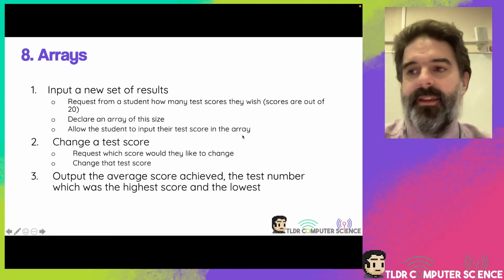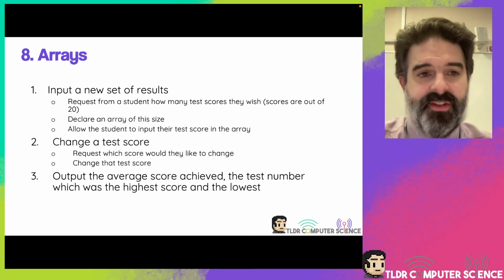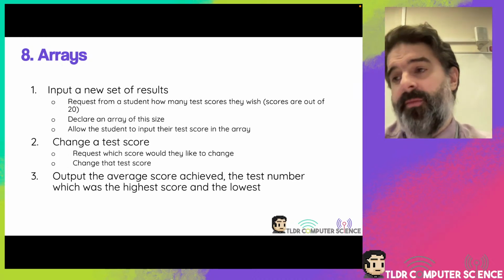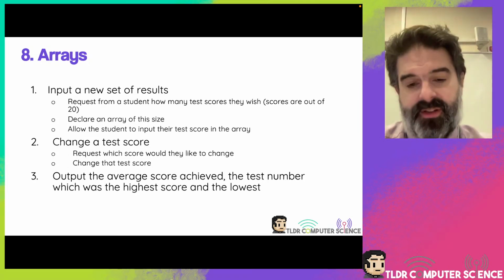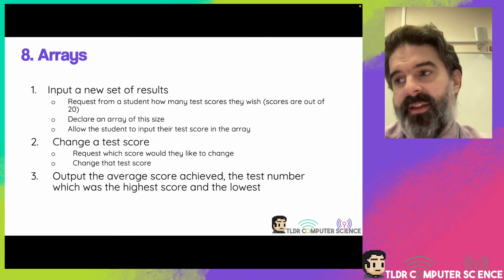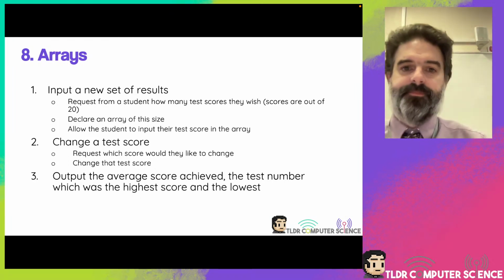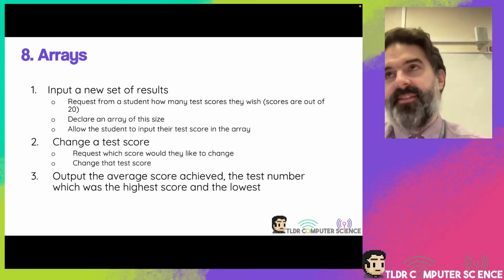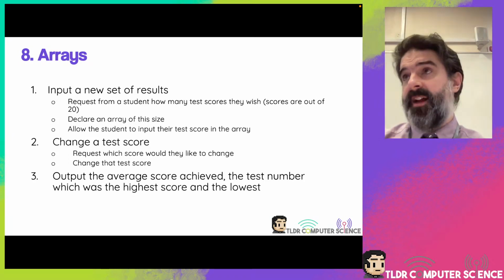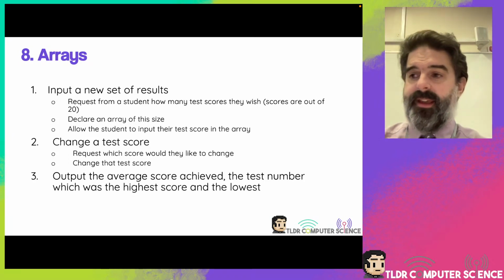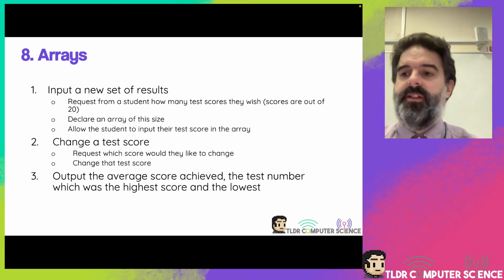Here we go. So, you want to input a new set of results. So this is essentially what we did. Request from a student. So instead of me typing it in, have the student input what score they got. So first of all, ask them how many tests they're taking. So maybe they took 5 tests. So then you need to make an array of that size. Then it needs to loop around 5 times. So I'd use a for loop. Ask them to input their test score into that array as it goes along.